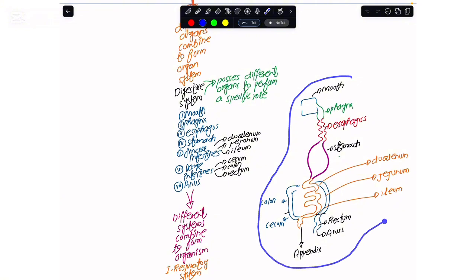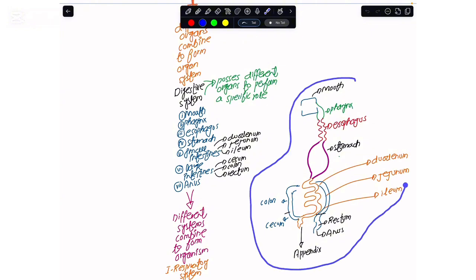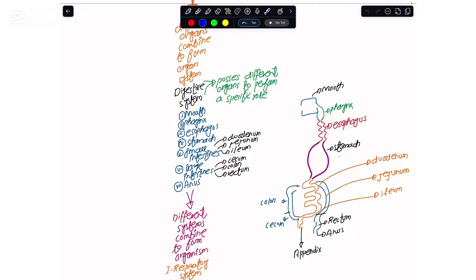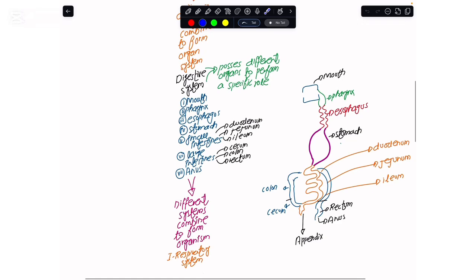This digestive system has many organs, and each organ that we have here is made up of different tissues. And the different tissues in them are made up of similar cells. But overall, these different organs have made one organ system, the digestive system, and it is rendering one specific role, and that is digesting the food particles.